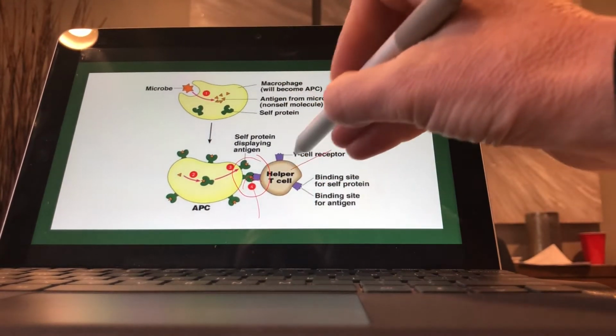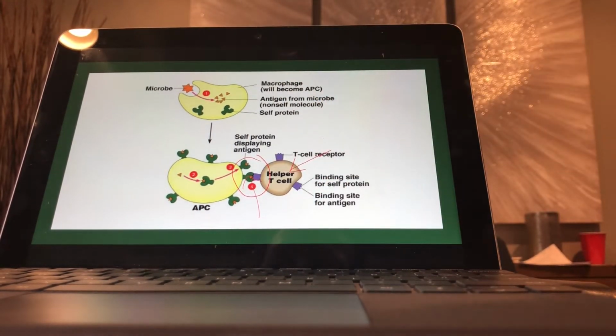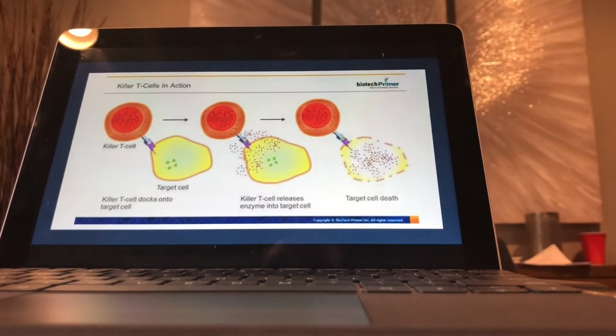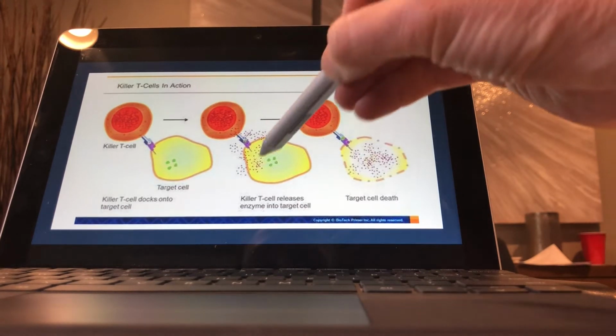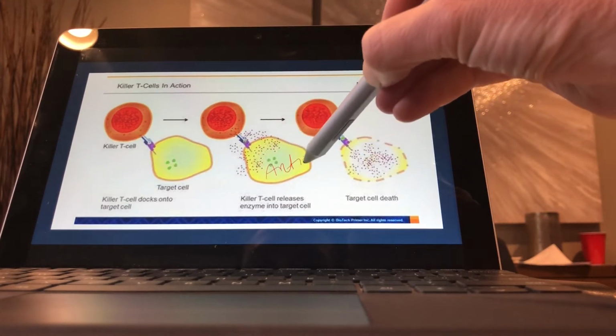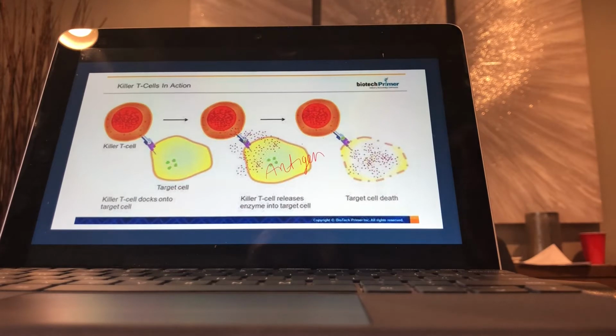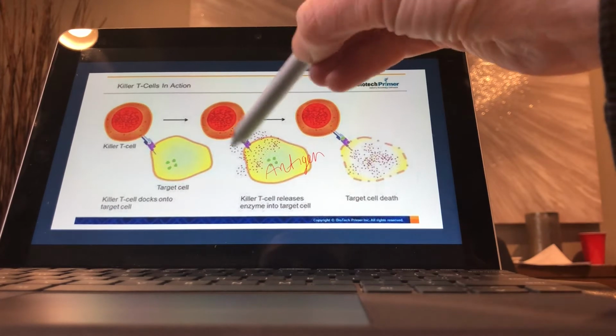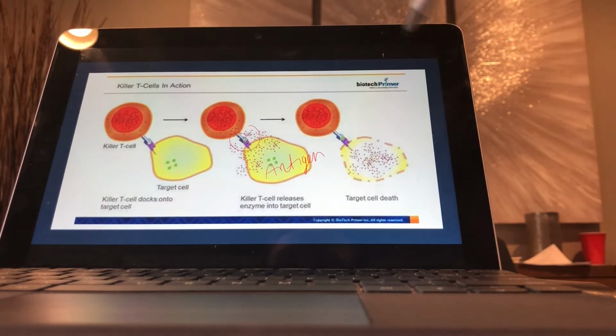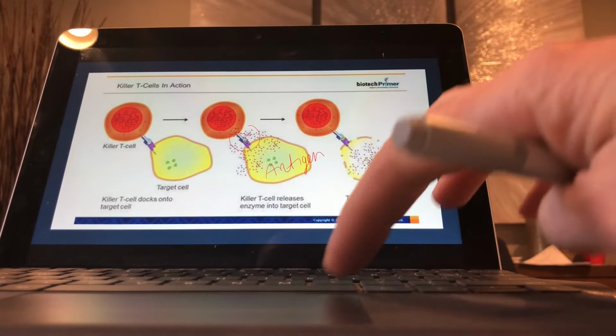In this case here, the helper T cell would be the target cell because it's the one that's going to be sending out messengers to the other cells to make them perform certain tasks. This was the example of the CD8 cell. Notice, same idea. This is the antigen. That could be a bacteria or a fungus, for example, that gets into your system somehow. It would then attach here, and then it sends out an enzyme that will destroy the cell.